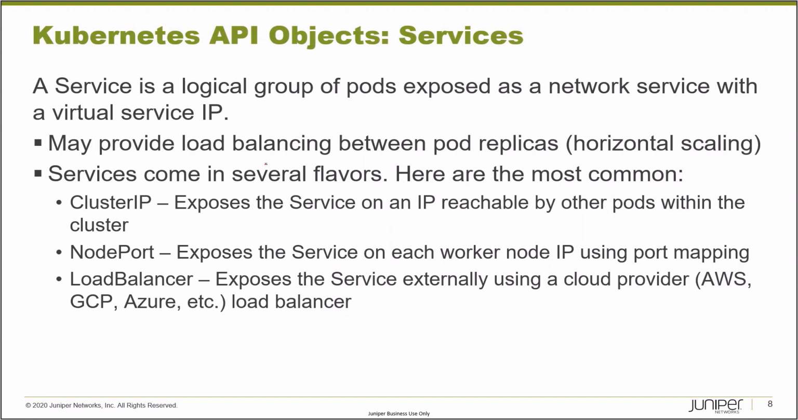Most of the time, we're going to use the load balancer service type. This exposes the service externally, in other words, publicly, using a cloud provider's load balancer. So this could be AWS, Google Cloud, as we're going to use in our example, Azure, or whatever cloud provider service you're actually using to host your Kubernetes nodes.